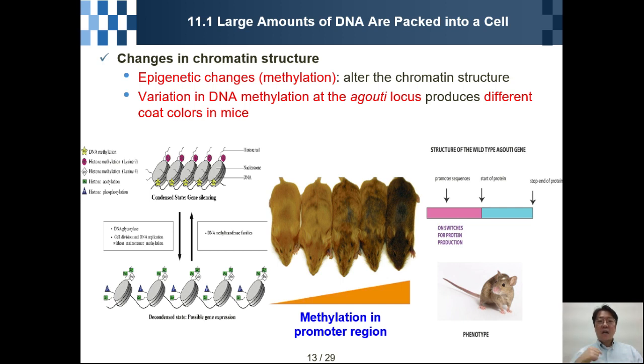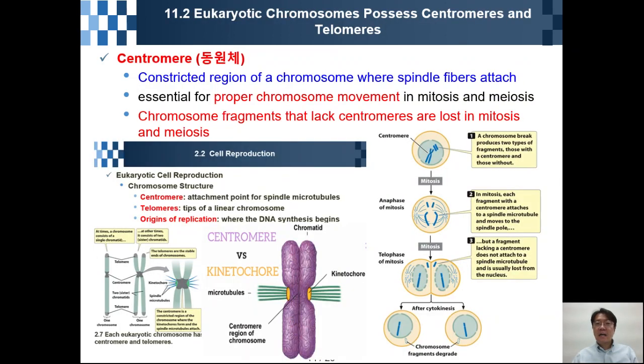Okay, I will open the epigenetic course next semester. In this slide, I will explain the second subject: the eukaryotic chromosome possesses a centromere and telomere. In this slide, I will explain the centromere, and in the next slide, I will explain the telomere. So what is the centromere? In Korean, we call it 동원체.